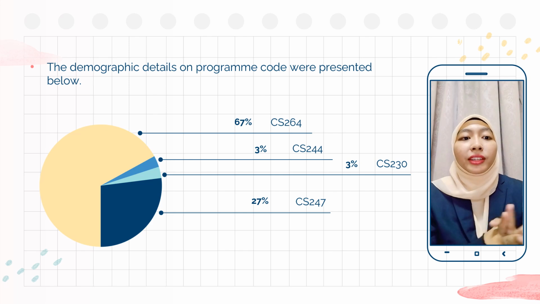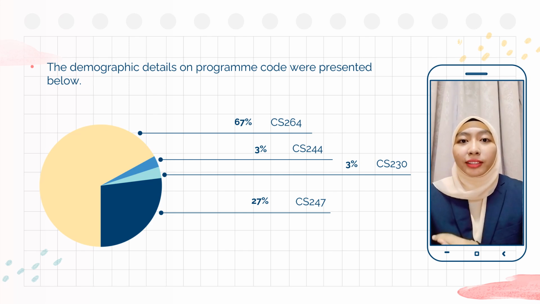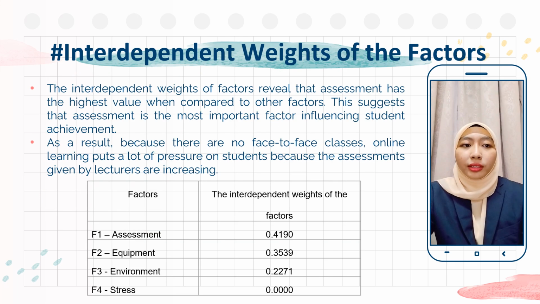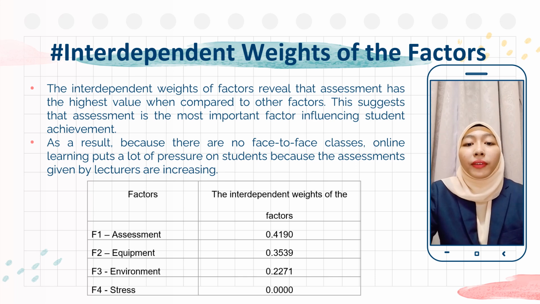Next, the demographic details on program code were presented below. From the diagram, we know that 67% come from CS264, two codes have the same percent, which is 3% come from CS244 and CS230, and lastly 27% come from CS247.